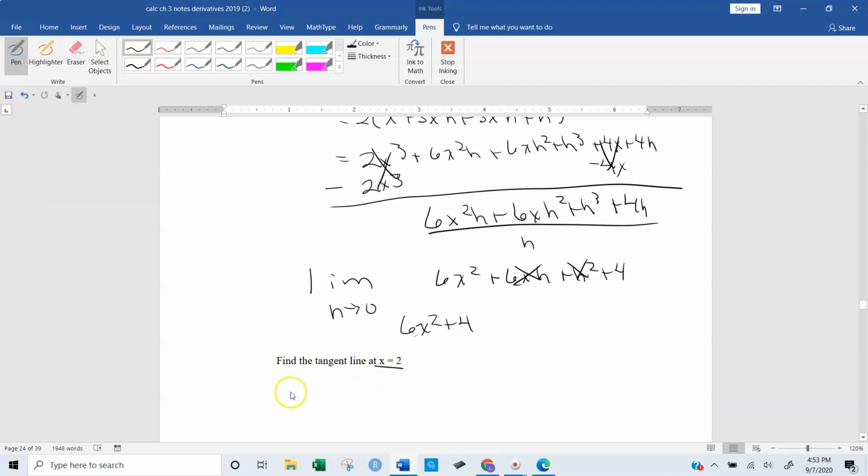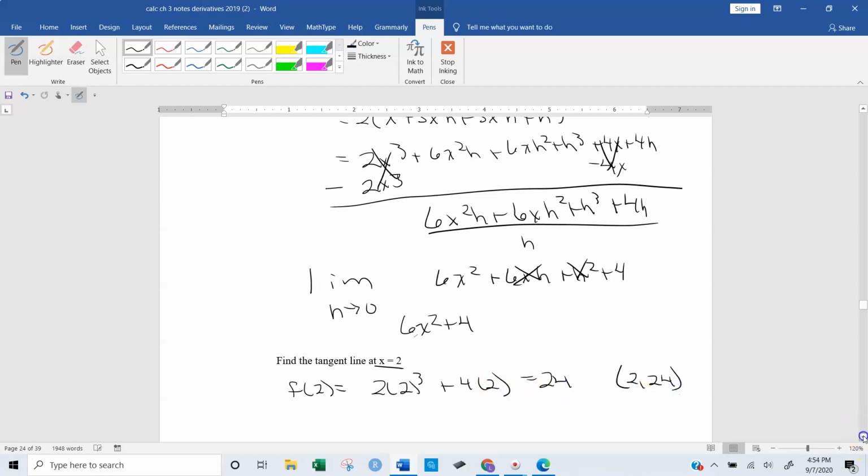So step 1, we plug the 2 into the original. So it's 2 times 2 cubed plus 4 times 2. Type that in your calculator and you get 24. So your point is 2, 24.